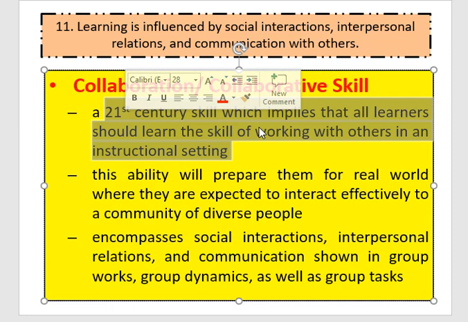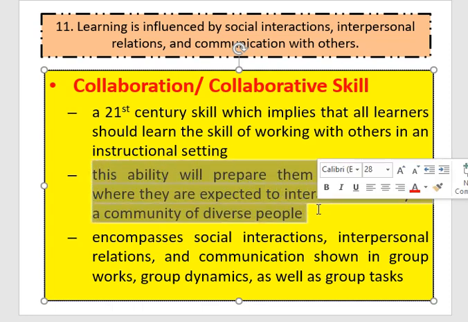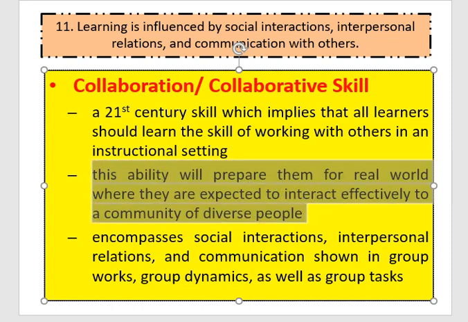You need to talk. You need to ask them something. You need to ask their help. If you don't know something, you need to ask it. Next, collaborative skill is also an ability which will prepare our student to real world where they are expected to interact with other people. If you go to the market, hindi naman basta-basta ka lang kukuha ng gusto mong kunin or bilihin. You get to ask also. Kailangan mong magtanong sa sales lady if magkano to, ano to, and so on.